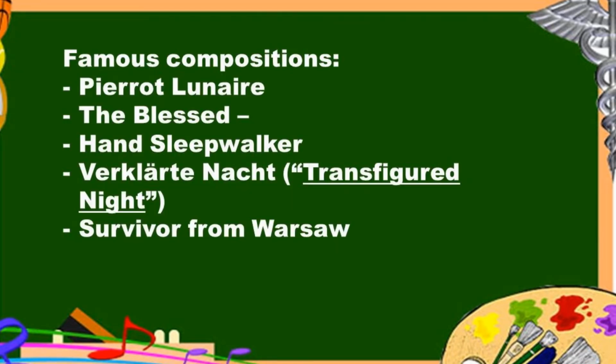Some of his compositions are Pierrot Lunaire, The Blessed Hand, Sleepwalker, Verklärte Nacht or Transfigured Night, and A Survivor from Warsaw.